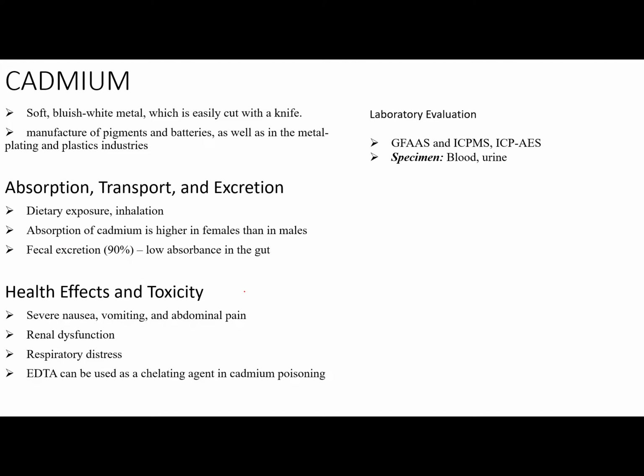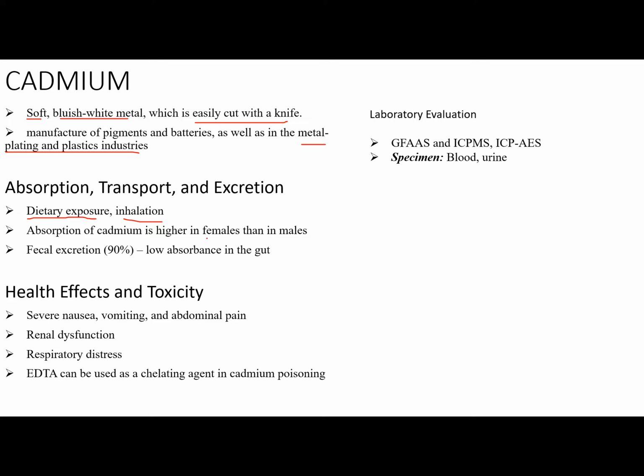Then we have your cadmium, class. Now, cadmium is a soft, bluish white metal which is easily cut with a knife. It is used in the manufacture of pigments and batteries as well as in the metal plating and plastic industry. Now, it's usually absorbed via dietary absorption and inhalation.